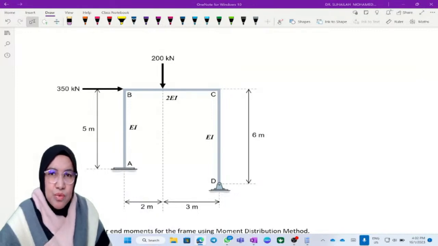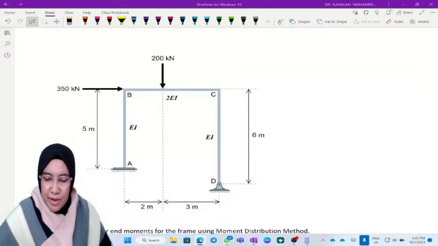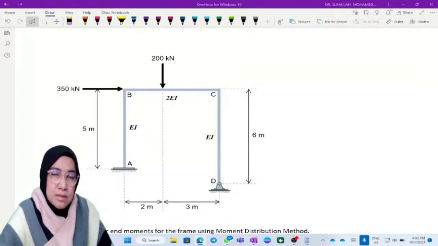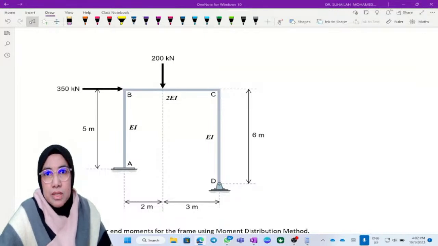So in this video, we are going to analyze frame with sidesway, based on example 3.3 that actually has been discussed last week in class. So we will detail all the procedure in order to calculate the member end moment for frame.